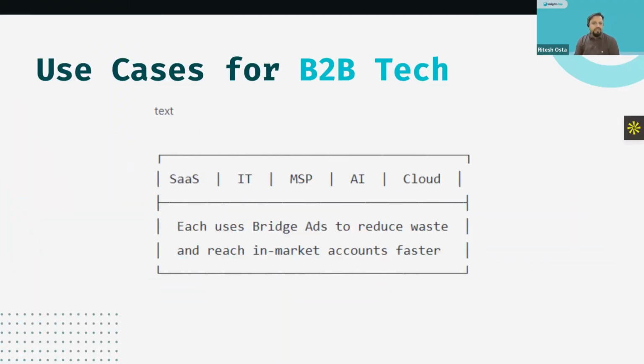Typically we work with SaaS, IT, MSPs, AI, cloud-based companies, mostly tech-based companies, but this can be expanded into other industries like healthcare and heavy engineering and others as well. We have worked with healthcare and heavy engineering and other industries, but mostly we work with these kinds of companies. But it can be expanded to other industries as well. There's no limit to that. The idea is to reach in-market accounts faster. The in-market accounts with the signals, you try to reach them as fast as possible.